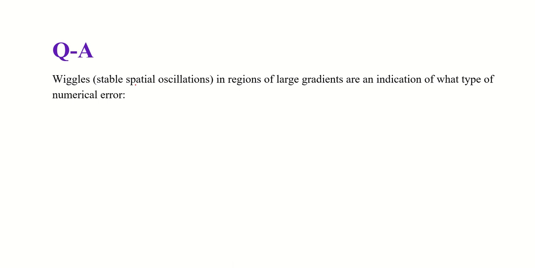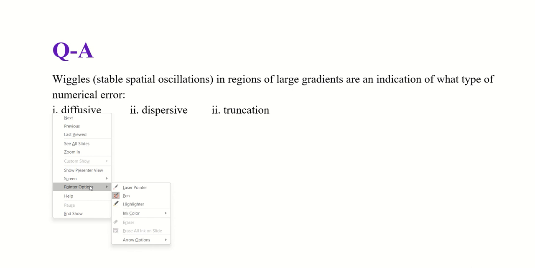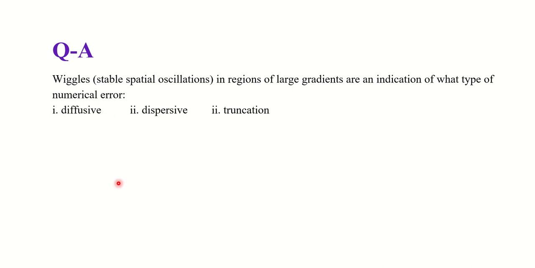I mean, the options that are given. The first is diffusive error, the second is dispersive error, the third is truncation error. From this we know that if wiggles are there, it is dispersive error. Option 1 is only diffusive error, option 2 is dispersive error, option 3 is diffusive as well as dispersive error, whereas option 4 is diffusive, dispersive and truncation error. But we know the answer is dispersive error. So the answer is option 2, that is dispersive error. Answer 2 is the right answer. Now we'll move on to question B.